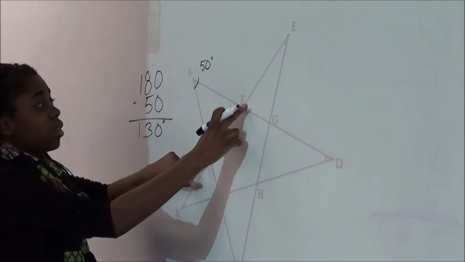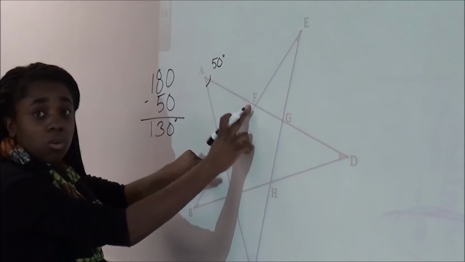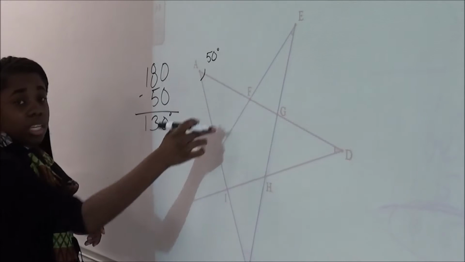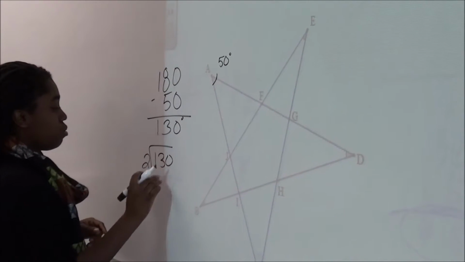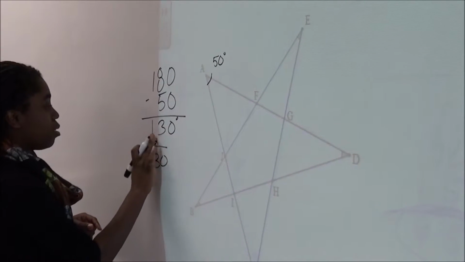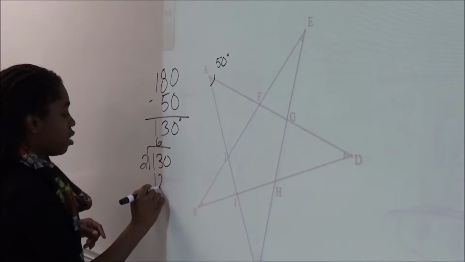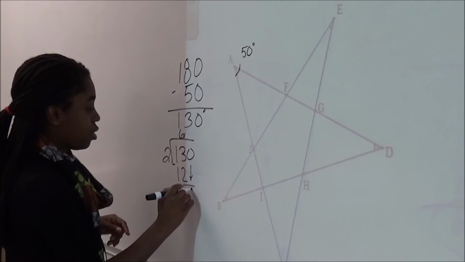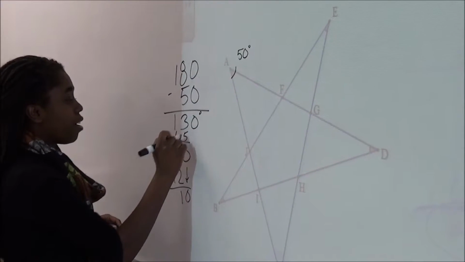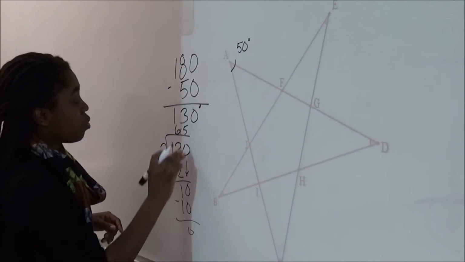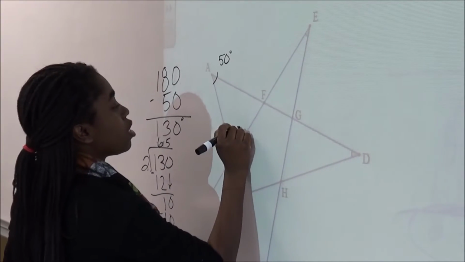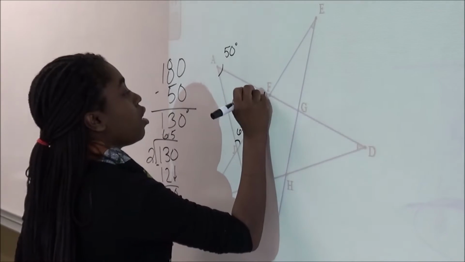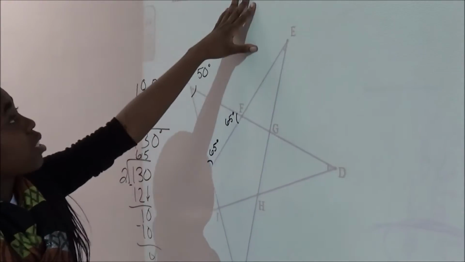Because we have two angles and we know that these are equal, we're going to divide it by 2 because of the two angles. So 130 divided by 2 is 6, bring down our 0, 5 times. So we have 65 degrees. So each angle right here is going to be 65 degrees. So now we're going to go on to the next part.